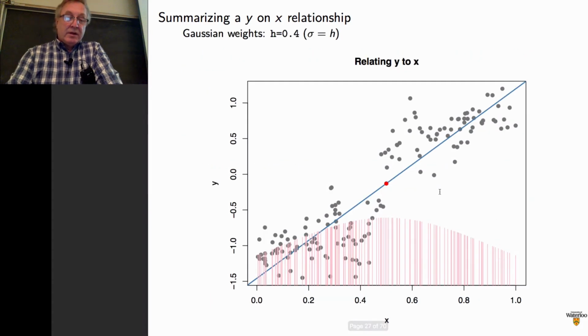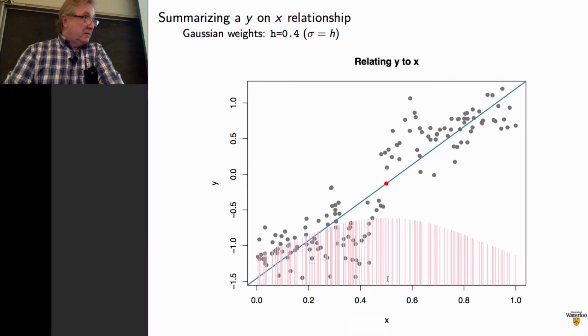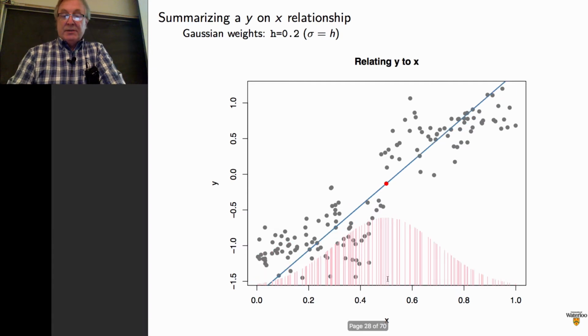So again, the same point I'm looking at here, but now the weights are diminishing more smoothly the farther away we are. Every gray point here is contributing to that red point, but to varying amounts. The closer the gray point is in the x space to the x of interest, the higher the weight. The farther it is in the x space away from that x value, the lower the weight. And it's symmetric around the point of interest. So it's a lot like kernel density estimation.